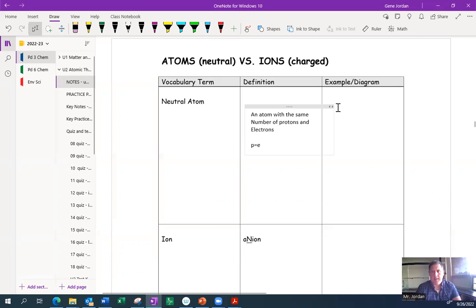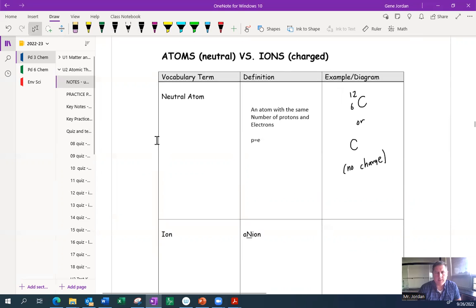All right. What's an example? I'll give you an example. Say carbon has an atomic number of 6 and mass number of 12. And you'll notice there's no indicated charge. There's no positive or negative symbol up here. So this is also another way to write a neutral atom. It's hard to see, but there's no charge indicated. You'll notice how that's different on the next ones.